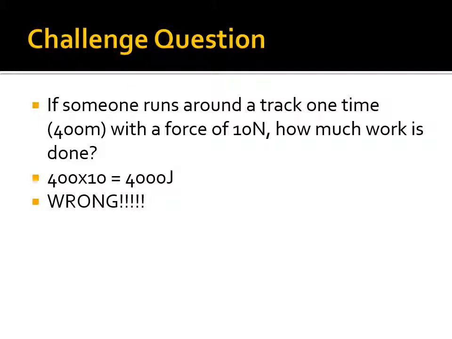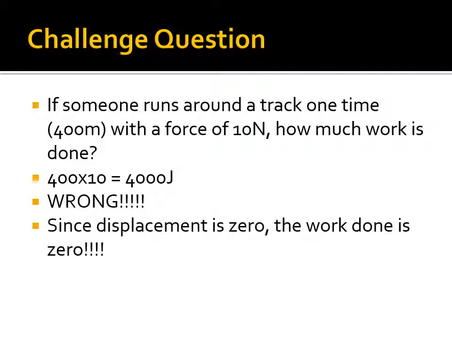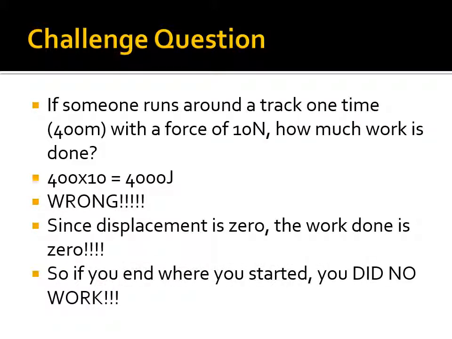Because really, if you run around the track one whole time, your displacement is 0, meaning no work was done. In other words, any time you end where you start, you did no work. In physics, anyway.